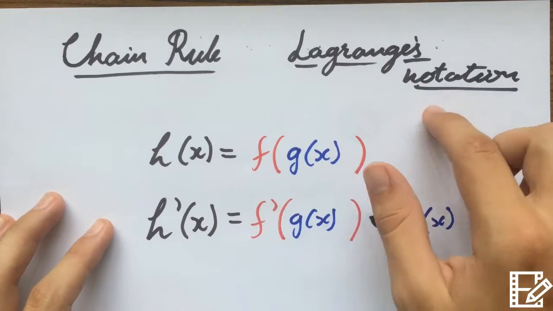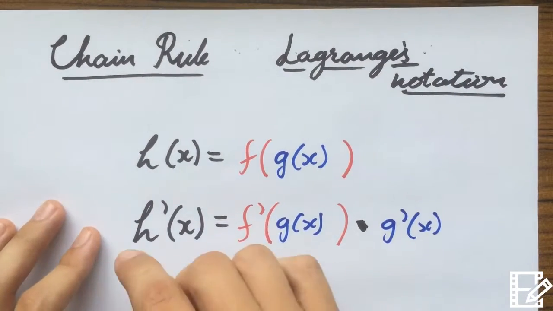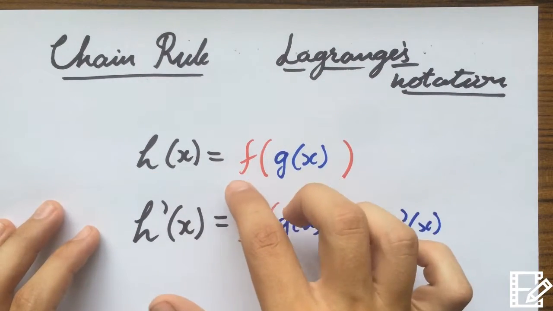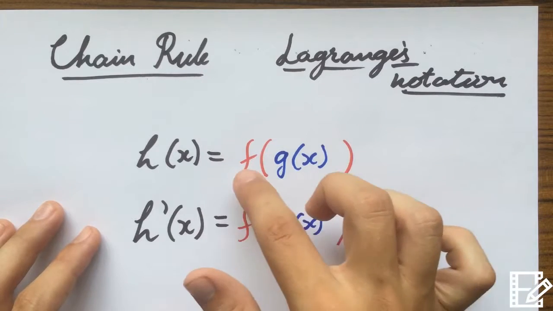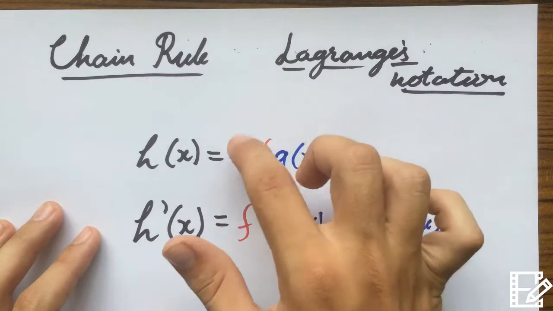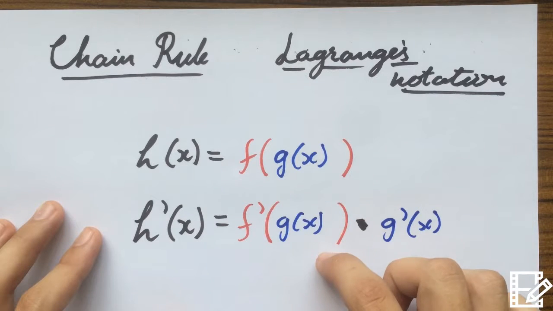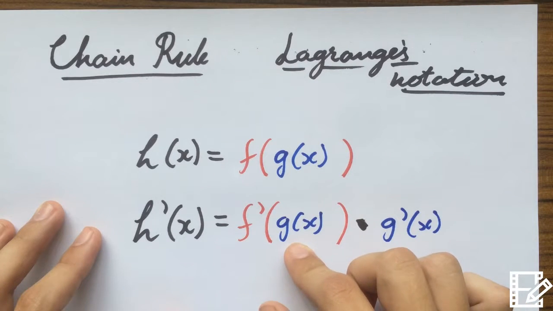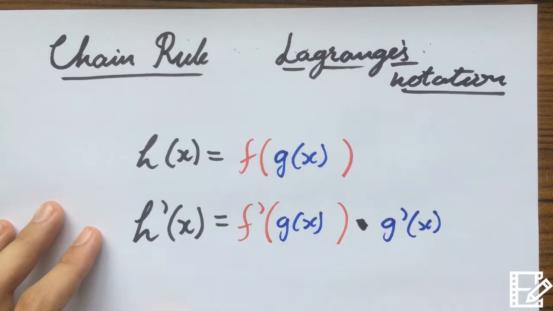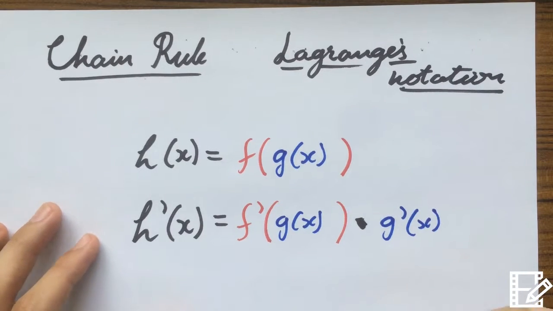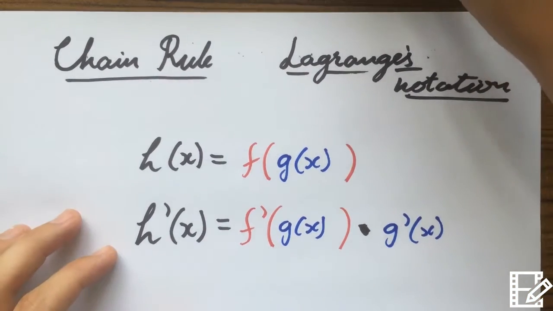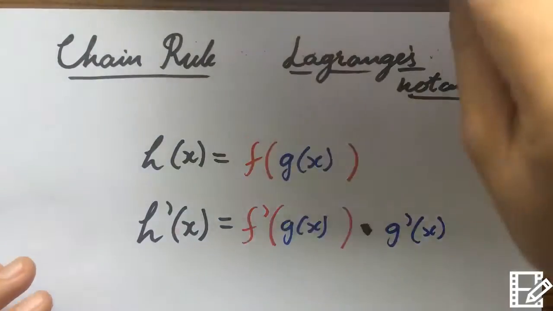Here is the chain rule, Lagrange's way, and it consists of you have a function within a function. So you have the blue function within the red function, and when you derive that, you get the derivative of the red function while the blue function stays the same, and then you multiply by the derivative of the blue function. And I've finally got colors, so hopefully it makes it a bit easier.